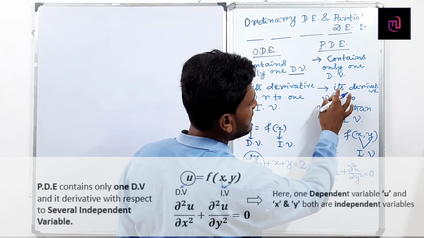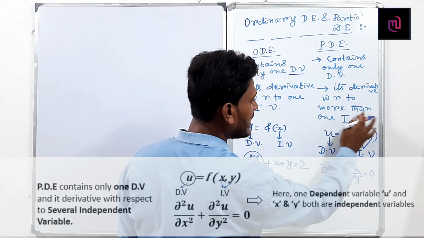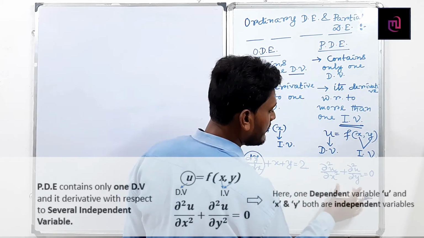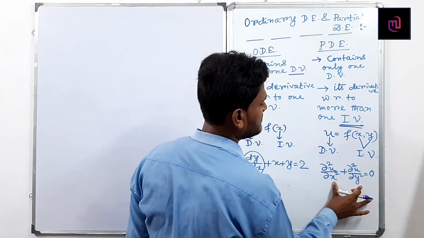So that's why we say its derivative is with respect to more than one independent variable. Here x and y both are independent variables.